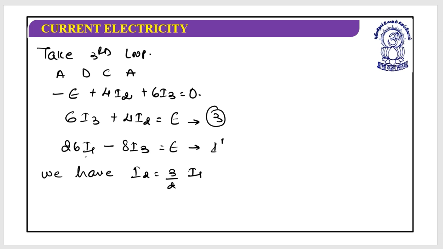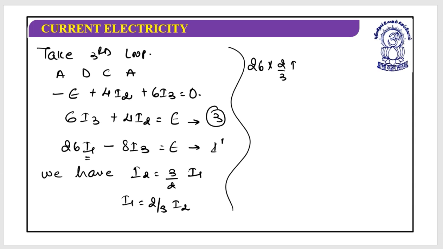Let me just change this I1 with the help of I2. I1 should be equal to 2 by 3 I2. So this relation can be converted to 26 multiplied by 2 by 3 of I2 minus 8 I3 equals E. So this is 52 I2 minus 8 3s are 24 I3 equals 3E. This is 3 dash.